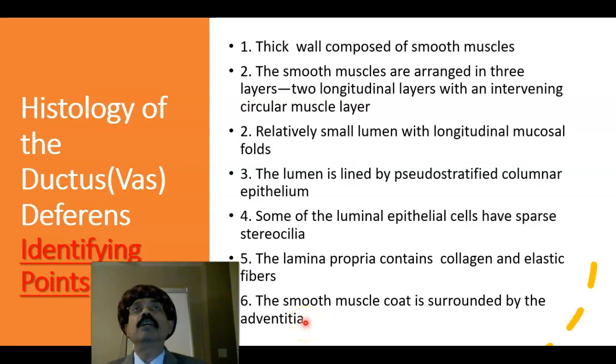That adventitia is a fibroelastic connective tissue that is rich in blood vessels. The adventitia is continuous with the other connective tissue inside the spermatic cord.